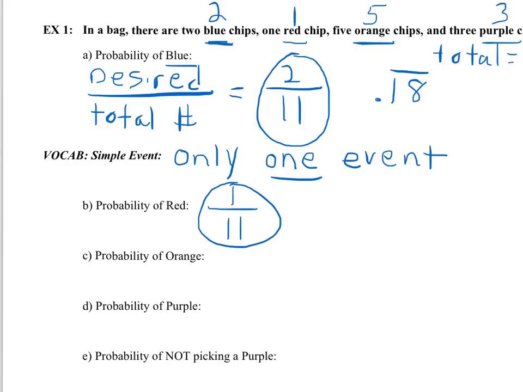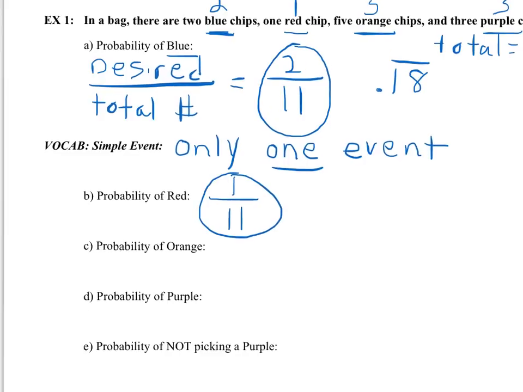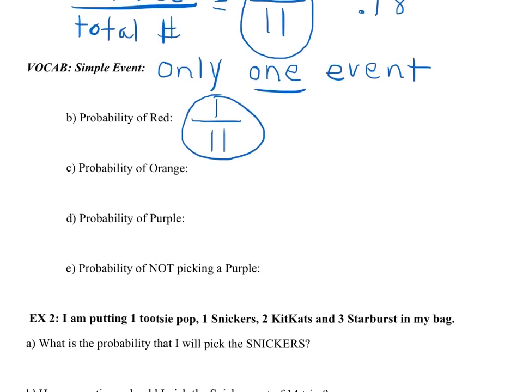Why don't you guys quickly do C and D? So go ahead and hit pause, do C and D. For C, you should have gotten 5 out of 11 because there are 5 orange. For D, the probability of purple, well, there are 3 purple out of 11 total, so that would be your answer to that one.